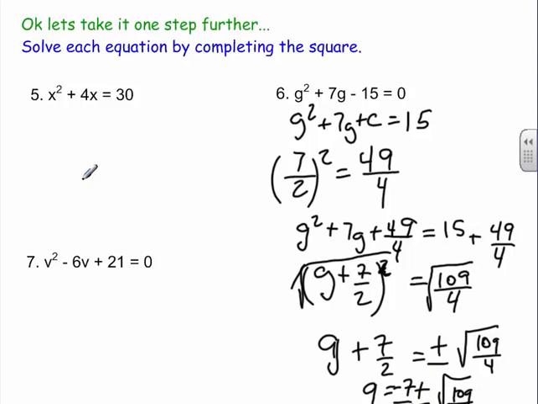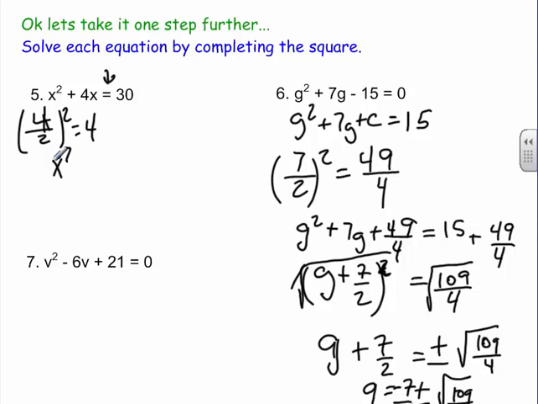Alright, let's try this one. Now this one, we don't have to move anything. 30 is already on the other side of the equal sign. The constant has to be on the other side of the equal sign. Write that down. The constant has to be on the other side of the equal sign. I want x squared and x alone. My new c is just going to be 4 divided by 2 squared, which is 4.